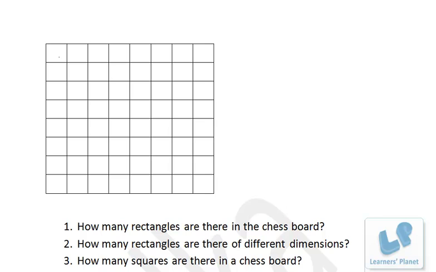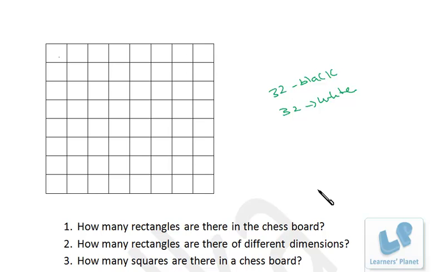First of all, a chessboard has 64 squares and it's an 8 by 8, 8 units by 8 units. 32 of them are black squares and 32 are white squares, right? Alternate black white black white black white.